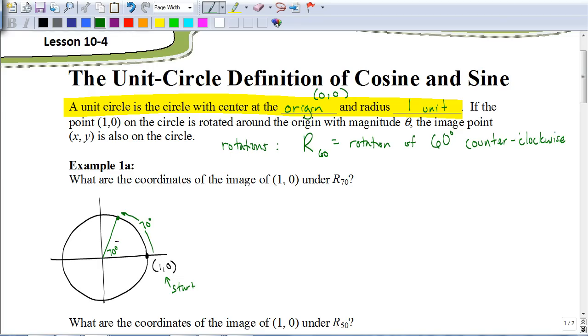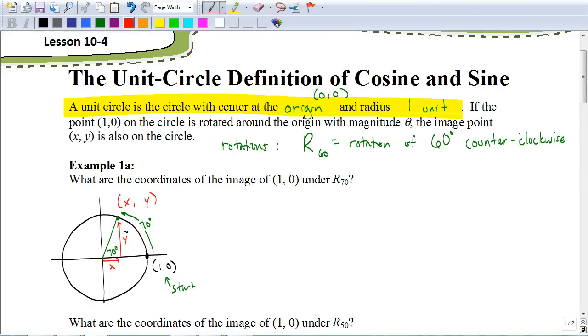Now, we're trying to figure out in this problem, what are the coordinates of the image of 1, 0? So if I were to move the point 1, 0, 70 degrees, so it'd be counterclockwise, what would the new coordinate location be? We're looking for an x and a y here. If we think about what x and y mean, x represents the horizontal distance that the point is moved, and y represents the vertical distance the point is moved. So its new location is the point x, y.